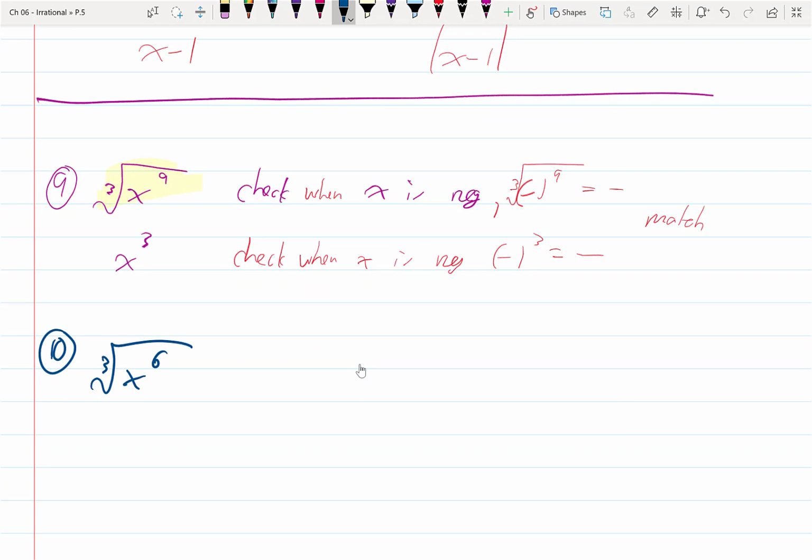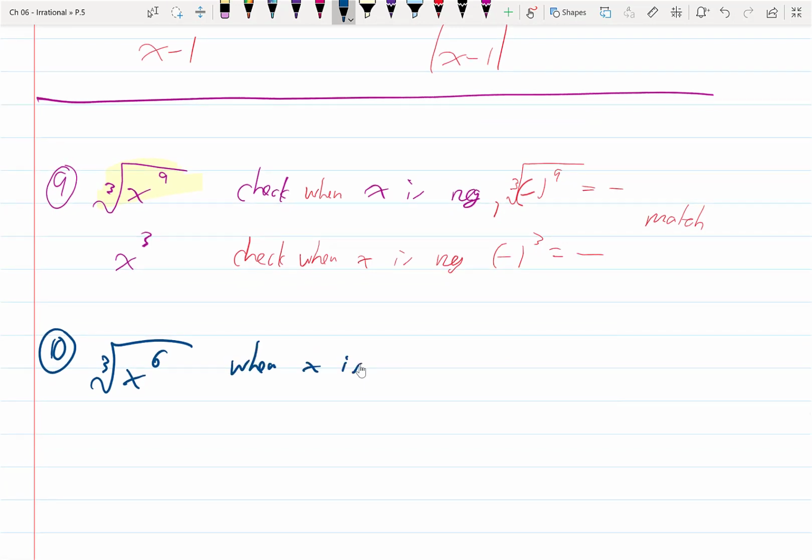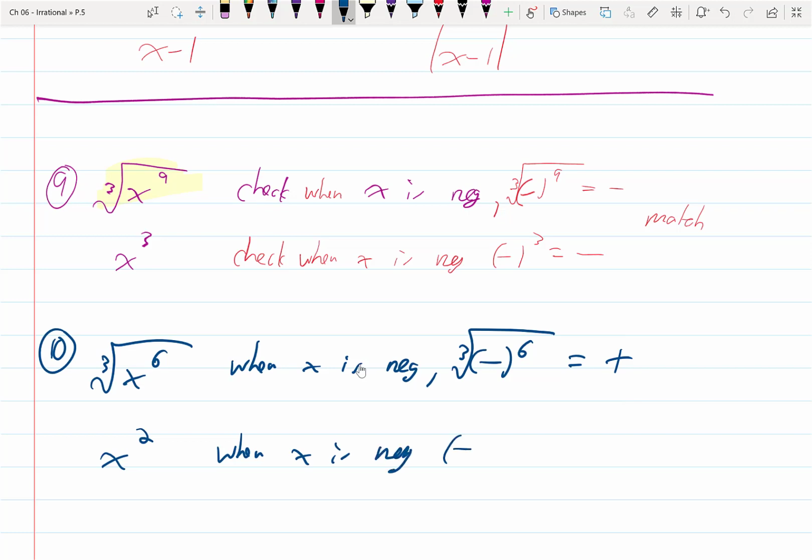And we're going to check when x is negative. I get a negative to the 6th power cubed root. A negative to the 6th power is a positive number, and the cubed root of a positive is a positive. Then I'm going to simplify this. The cubed root of x to the 6th is actually the same as x squared, 6 divided by 3. And when x is negative, I get a negative squared, which is also a positive. They match.